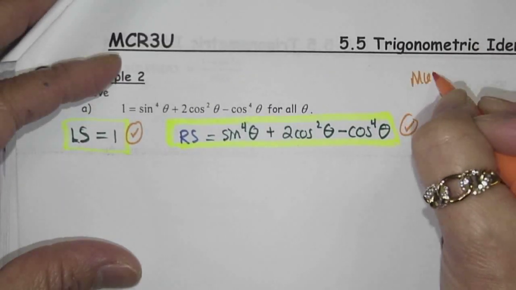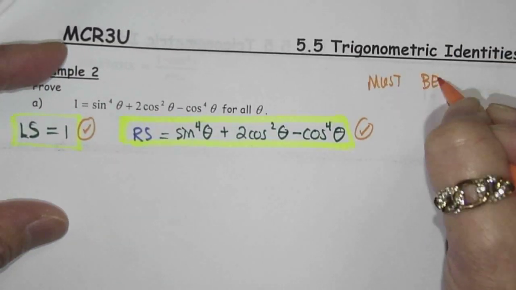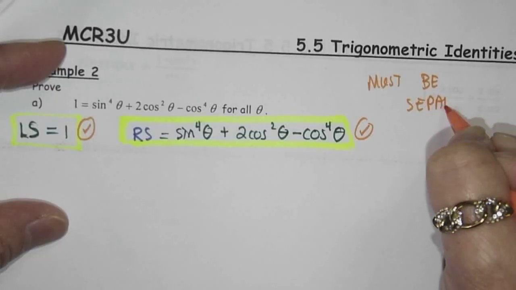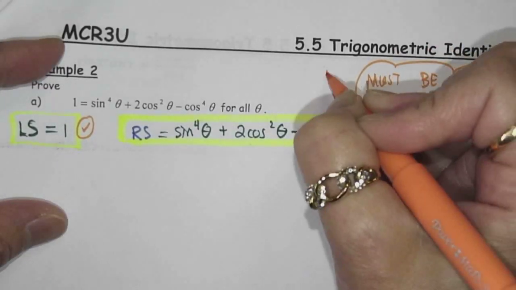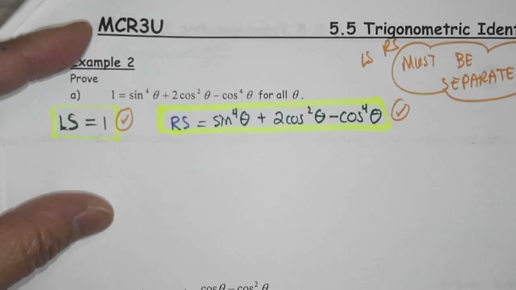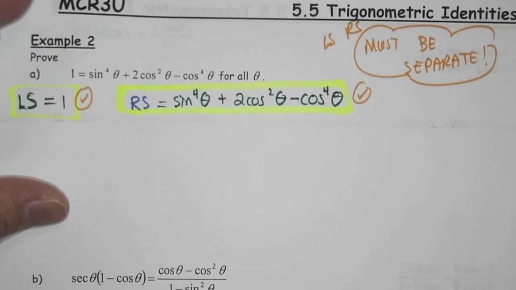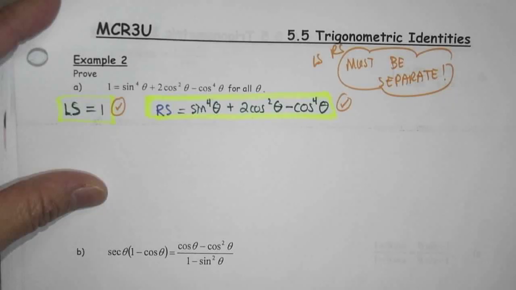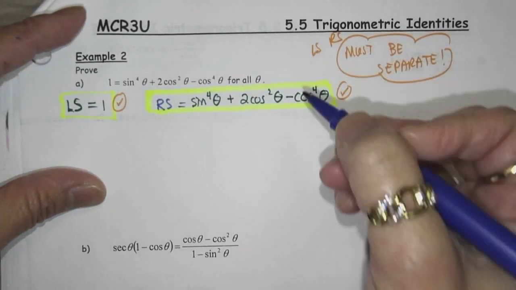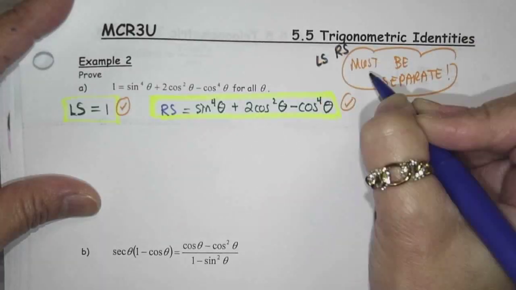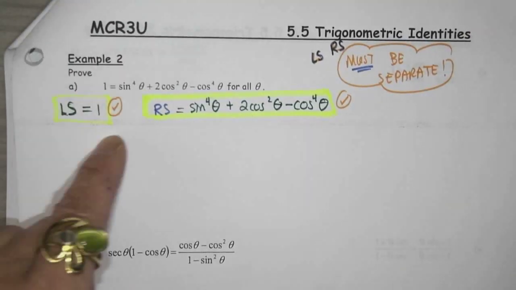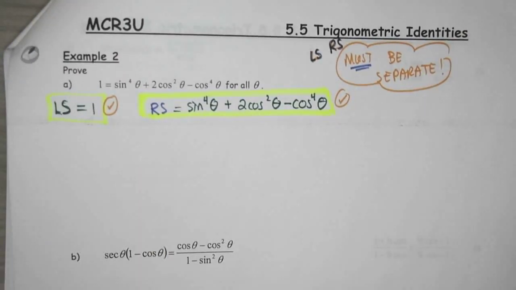Must be separate. Okay, the left side, right side. So left side, right side must be separate. Okay, you cannot leave them together. So the left side and the right side must be separate. Okay, so I took that, wrote down the questions, don't lose marks for that.